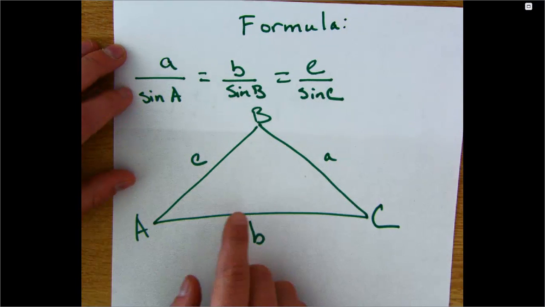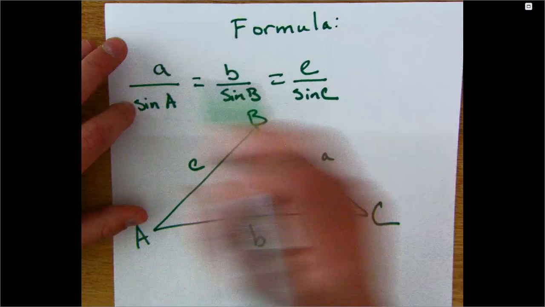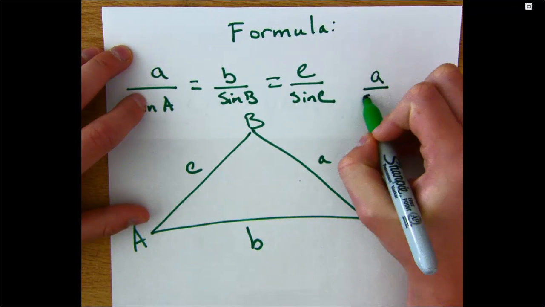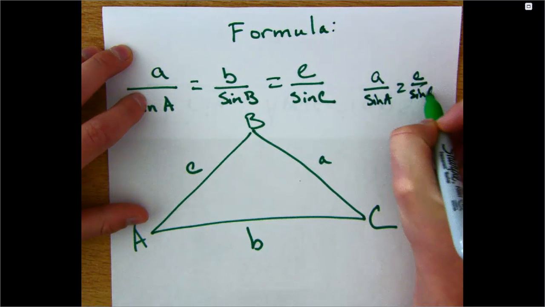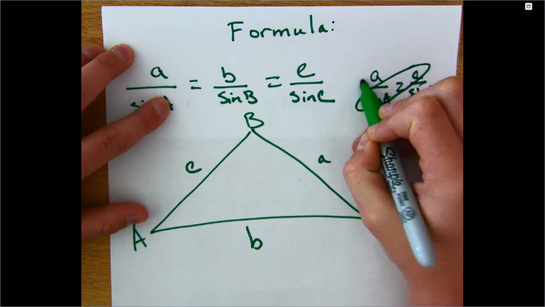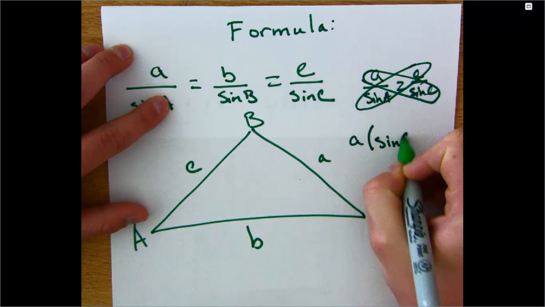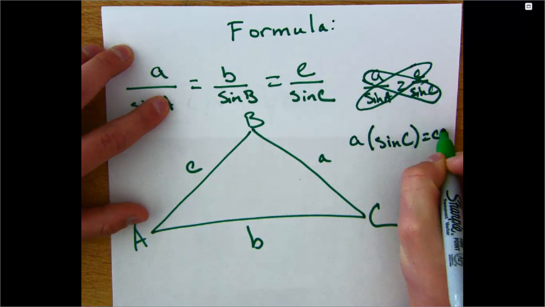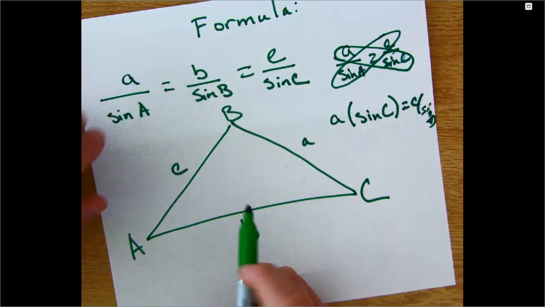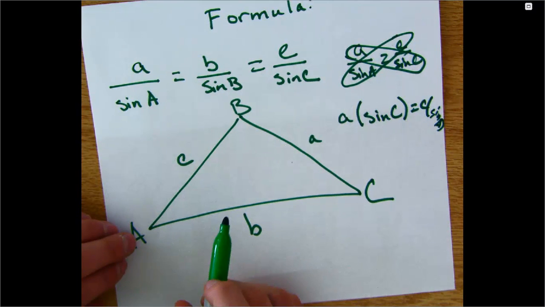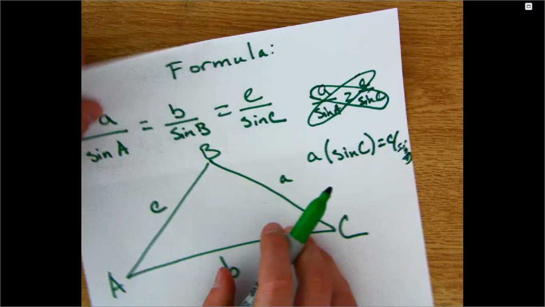So then you would put the parts you do know into it and then form a proportion. For example, a over sine A equals c over sine C. Then you will cross multiply, and then you would get a times sine C equals c times sine A. You use the law of sines when you know more angles than you know sides, and you're trying to find more sides. Okay, let's go to an example.